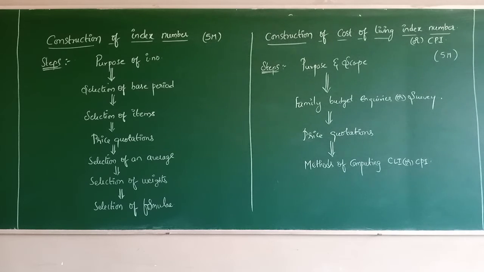The value or the index for the base period is always taken as 100. It is a fixed one, remember, right? The base year value we can say directly is 100. The base period may be a year, or a month, or a day also, depending upon the situation we have to take.